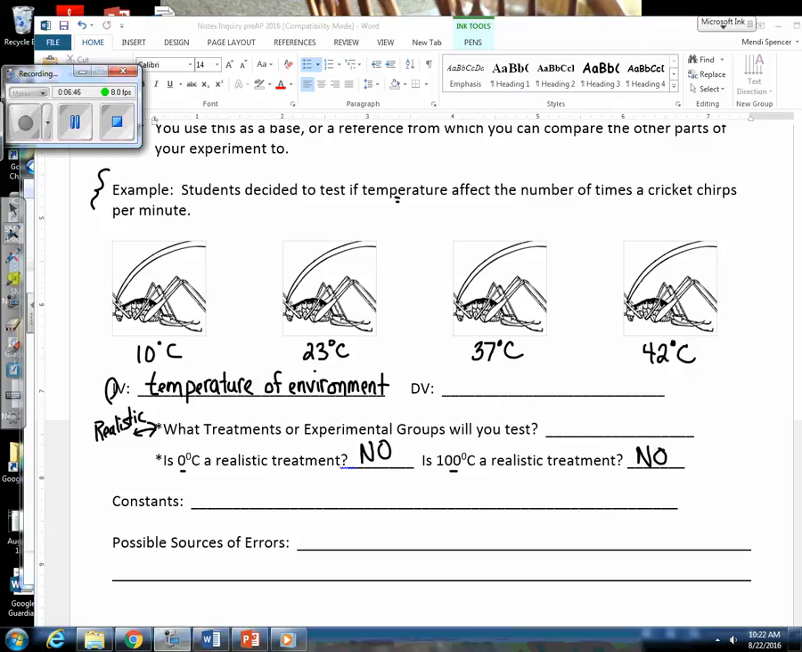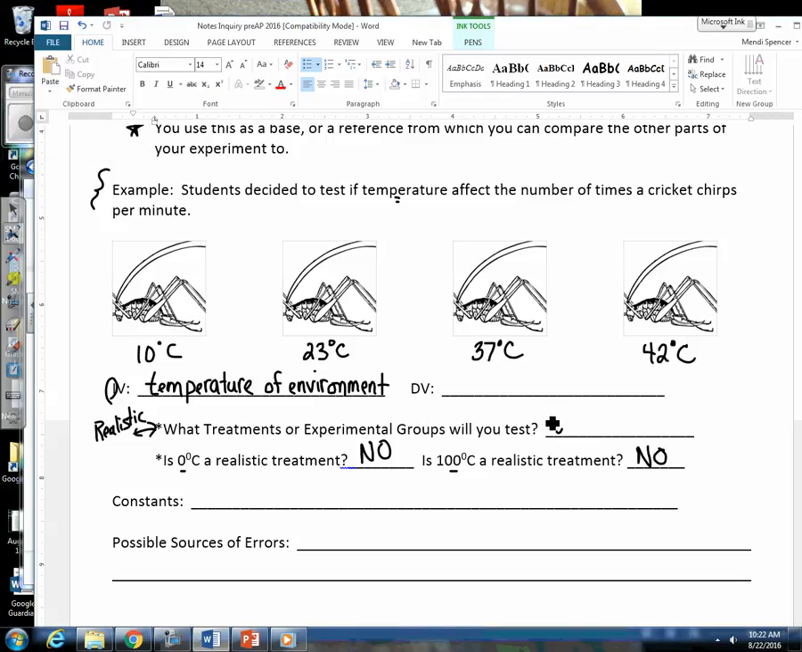If you're asked to indicate what treatments or experimental groups you're going to test, what we mean is you would just indicate what you decided to test for these different temperatures. So we'd write 10, 23, 37, and 42.